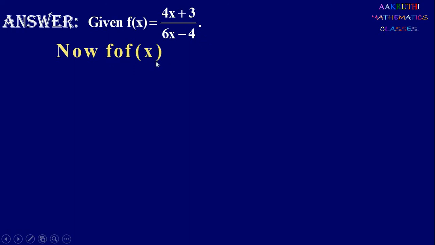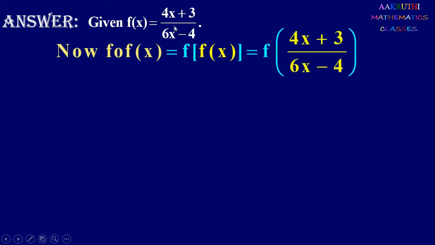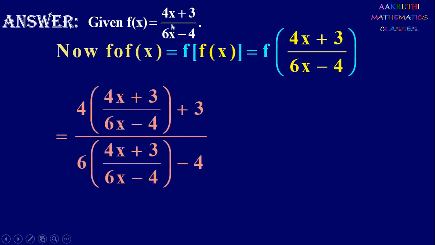f composite f of x equals f of f of x. Now here we substitute for f of x. f of x is 4x plus 3 divided by 6x minus 4. So it is f of (4x plus 3 divided by 6x minus 4). Now again it is of the form f of x, but in place of x we have to write 4x plus 3 divided by 6x minus 4. So therefore here it is 4 into (4x plus 3 divided by 6x minus 4) plus 3, divided by 6 into (4x plus 3 divided by 6x minus 4) minus 4. In place of x we have to write 4x plus 3 divided by 6x minus 4.